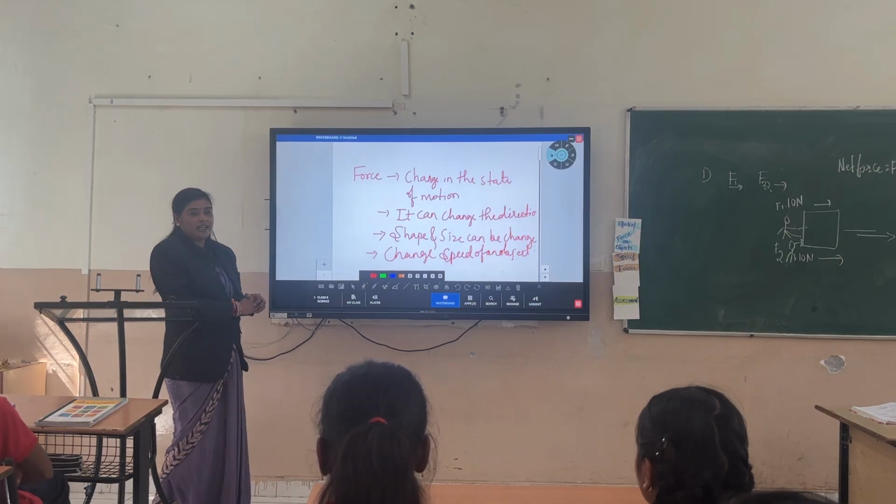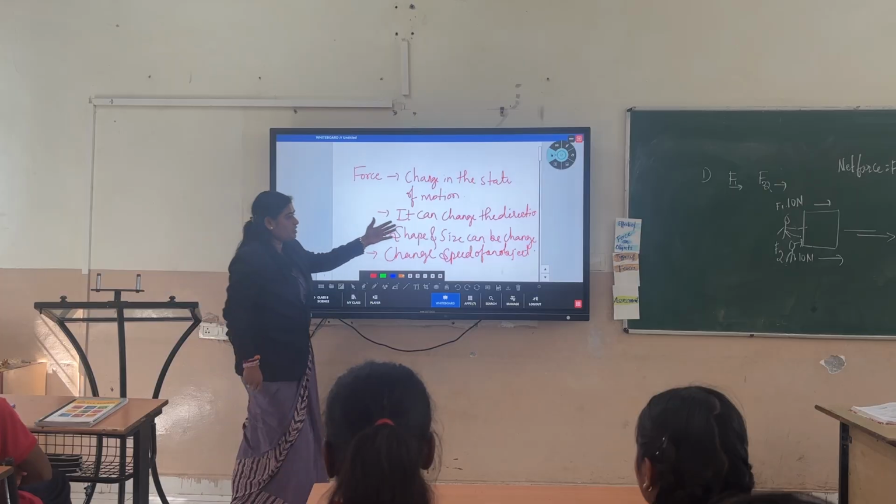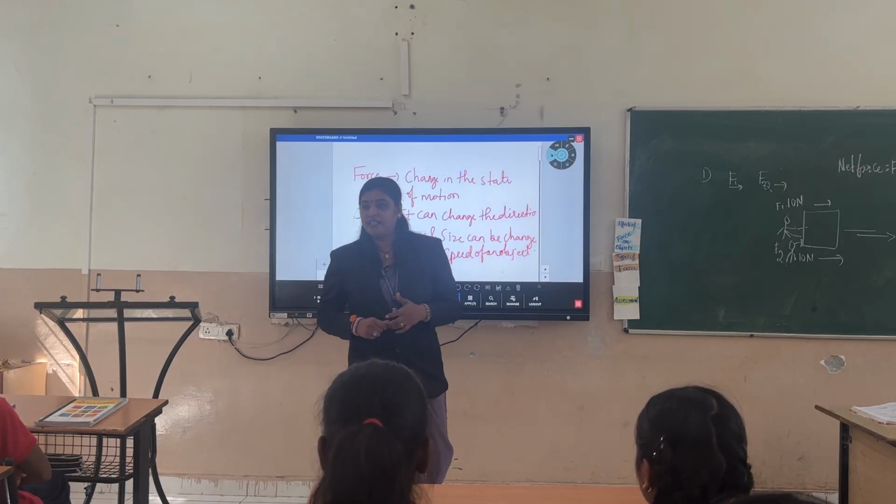Okay? Correct? Again, any example for this? It can change the direction of an object. Force can change the direction of an object.